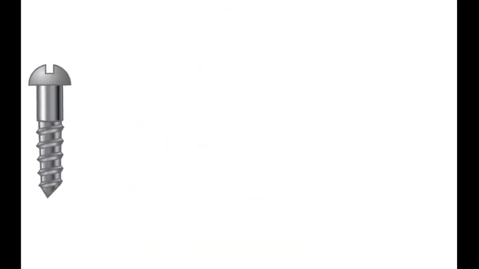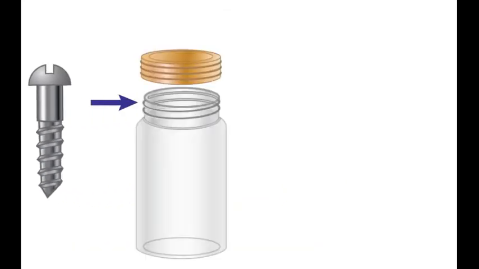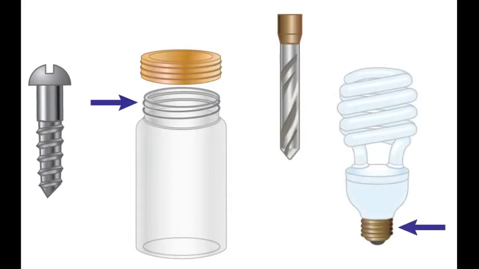Other examples of screws include a screw lid jar, a drill bit, and a light bulb.